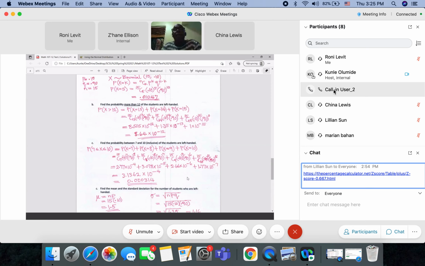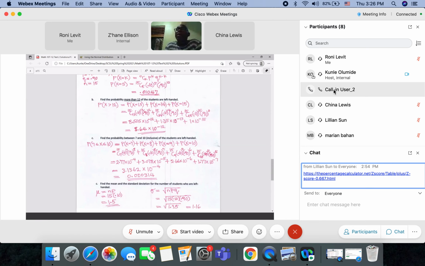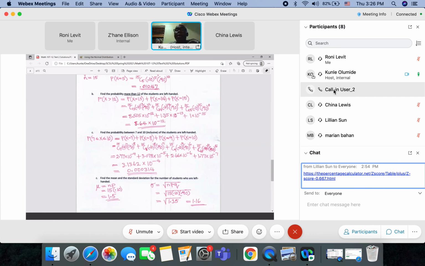Okay, yeah, probability of x greater than 12 is the same as 1 minus probability of x less than or equal to 12. That part will be true. But why do you need to do that when you can just calculate x equal to 13, 14, and 15 and add them up? Okay, that's what I did.